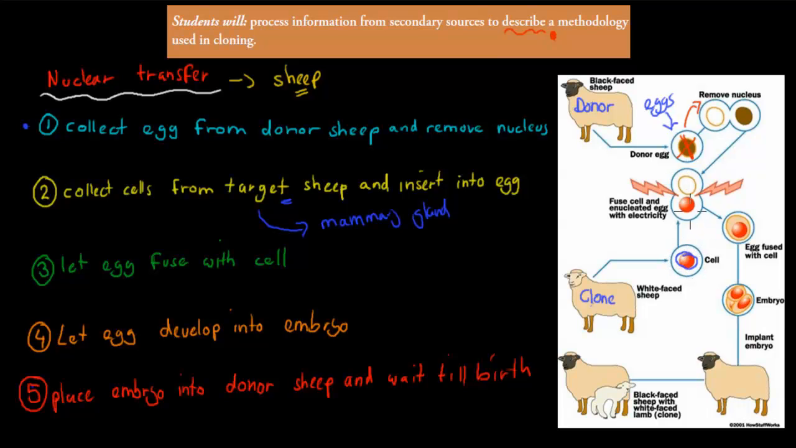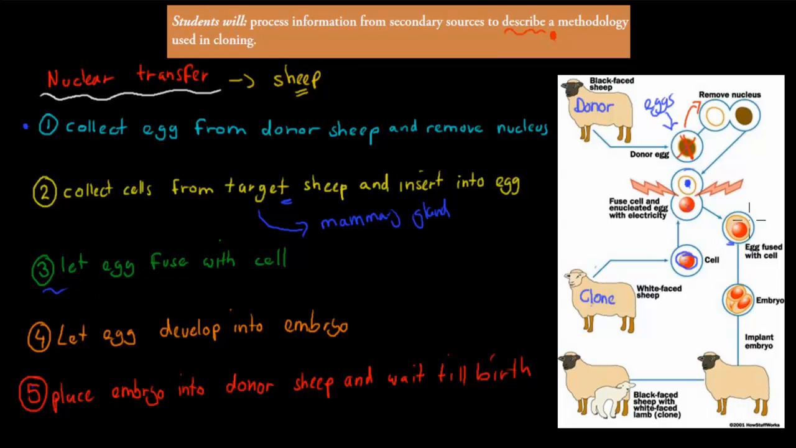And what we do is we fuse the cell from the target sheep, from the clone sheep, with the egg. And why do we do that? Because we want to have the cell DNA inside the egg, because that's what we want to clone. Right, so now we have the egg from the donor with no nucleus, but we have a cell that has a nucleus inside, and we fuse it with that egg to produce an egg that has now the clone's DNA and the clone's nucleus inside. Right, so letting the egg fuse with the cell is the third step.